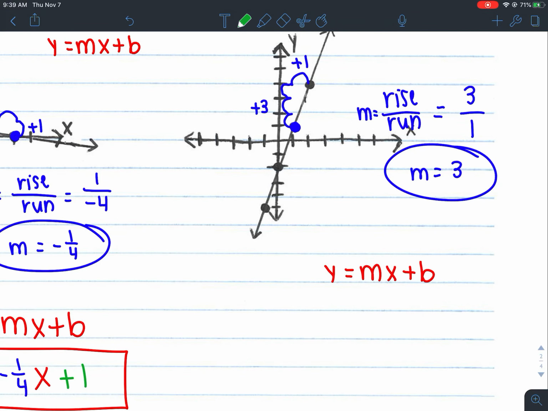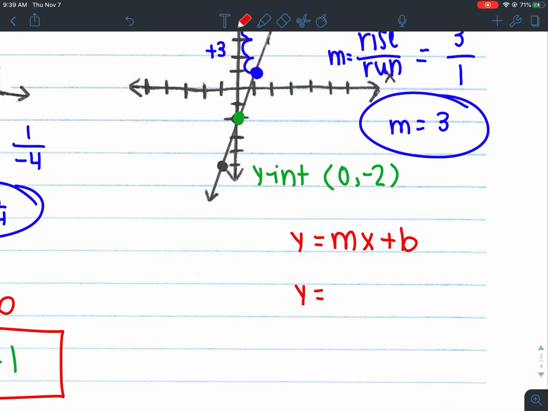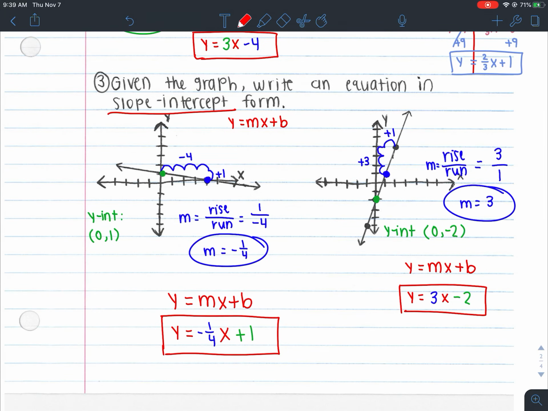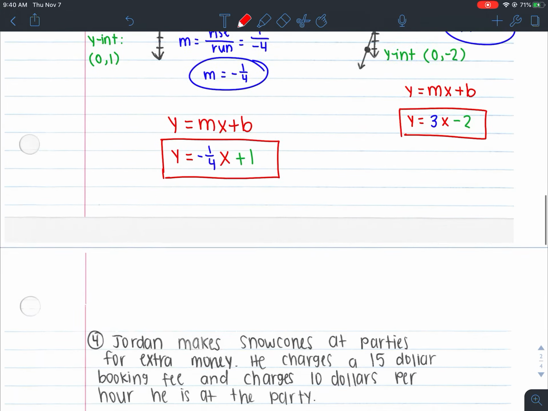Well, lucky for me, it actually gave me the y-intercept. It crosses right here on the y-axis. So that y-intercept is the point (0, -2). So since I have all the pieces I need for slope-intercept form, let's plug them in. Our slope here is 3. And our y-intercept here is -2. So the graphs are pretty easy as long as you have the y-intercept. If you don't have the y-intercept, you will have to start in point-slope and then go to slope-intercept, kind of like what we did with this table here.